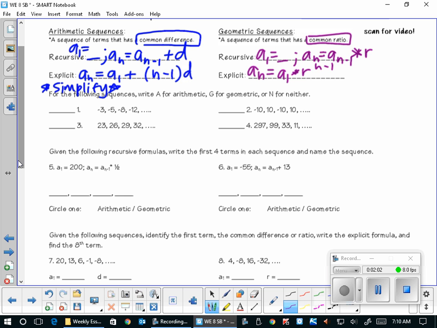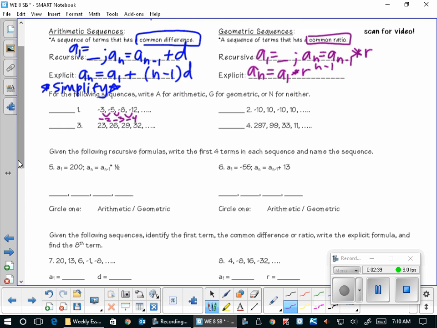The first little section, for the following sequences, write A for arithmetic, G for geometric, or N for neither. So we need to figure out, do these have a common difference, a common ratio, or neither? So if I look at number 1, let's just see if it has a common difference. Well, to go from -3 to -5, I'm subtracting 2. Okay? But then to go from -5 to -8, I'm subtracting 3. And then I'm subtracting 4. This does not have a common difference. So I know this one is not arithmetic.